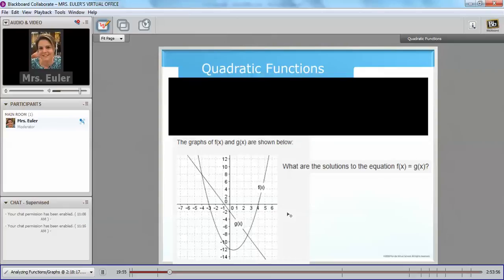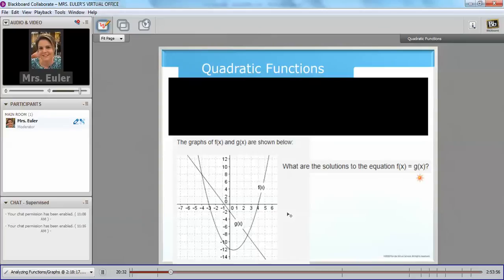This time we are given 2 functions graphed on the same coordinate plane. They tell us the graphs of functions f of x and g of x are shown below. Notice which one is which. F of x is the curved parabola. G of x is this line. So we've got the 2 functions graphed, and the question is, what are the solutions to the equation f of x equals g of x? When do these 2 functions equal each other?